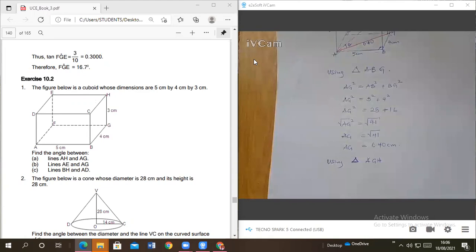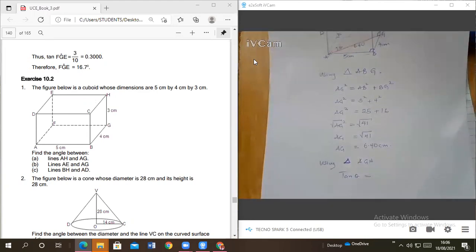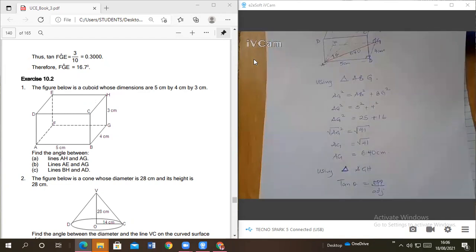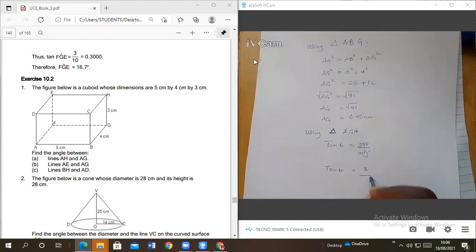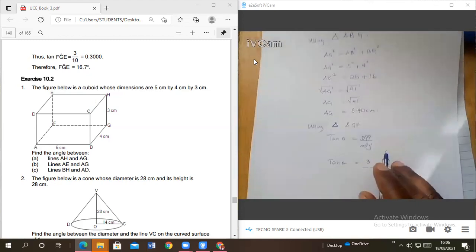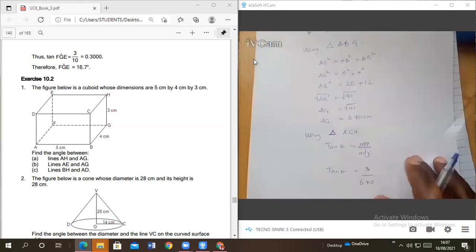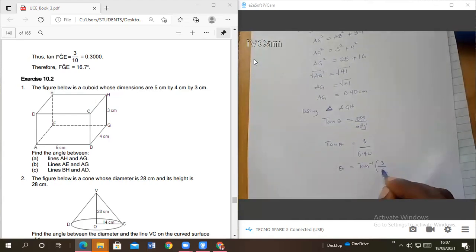We use tan. Good. So we shall say tan theta is equal to, who's giving us the answer? Opposite over adjacent, correct. Now what is the opposite side there? Tan theta is equal to 3. Yes, so we shall write 3. And what is adjacent? 6.40. So we shall write 6.40. So theta will be equal to the tan inverse of 3 over 6.4.